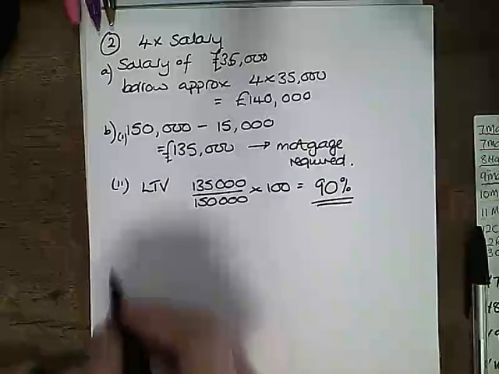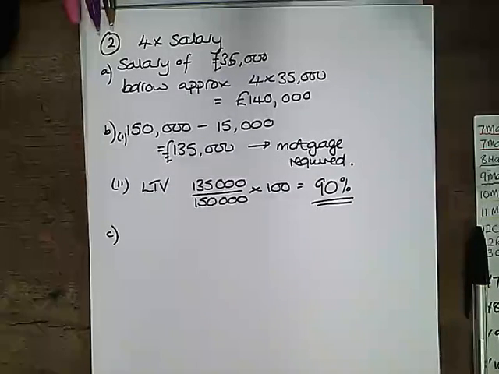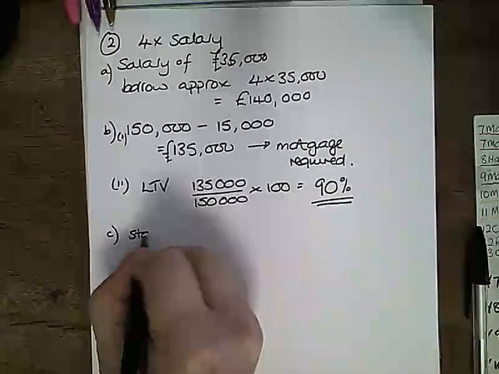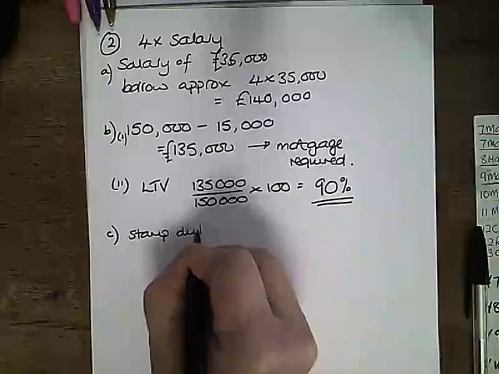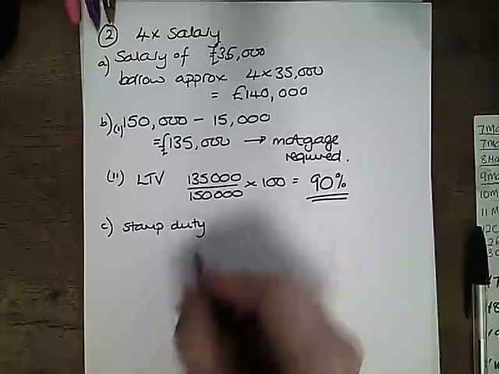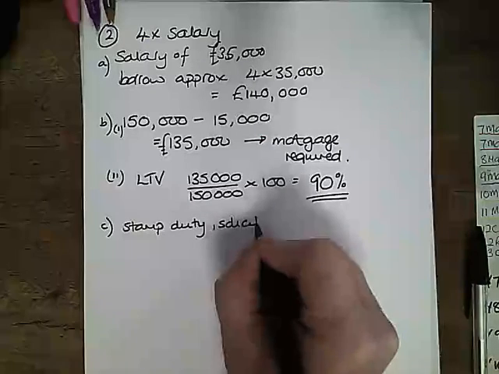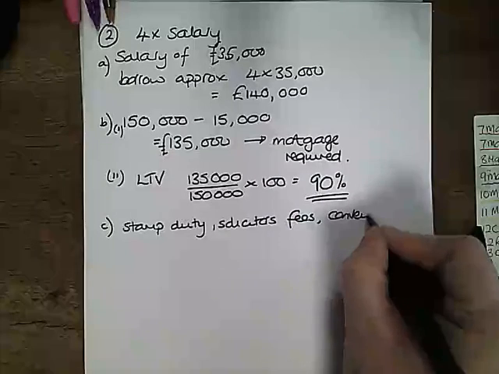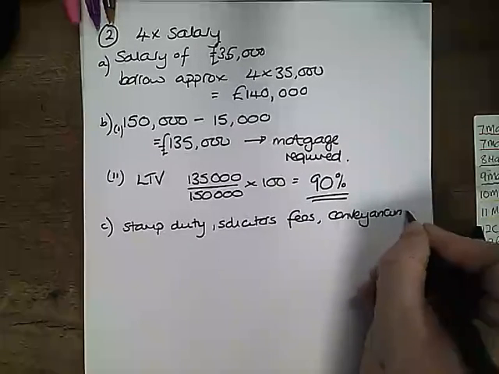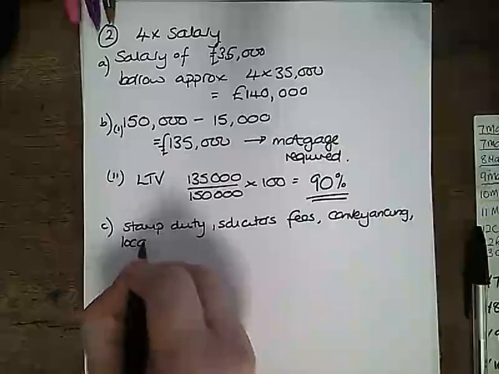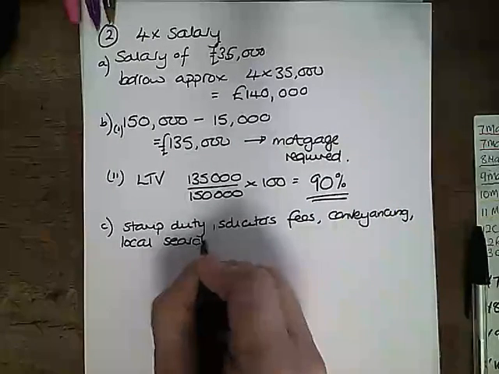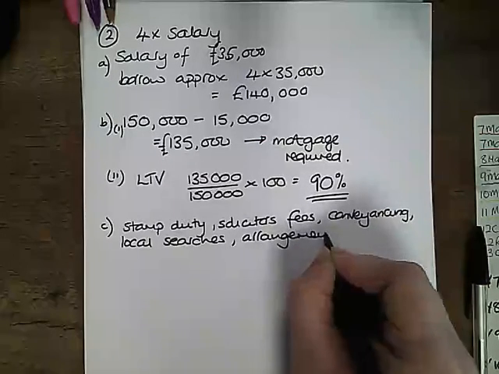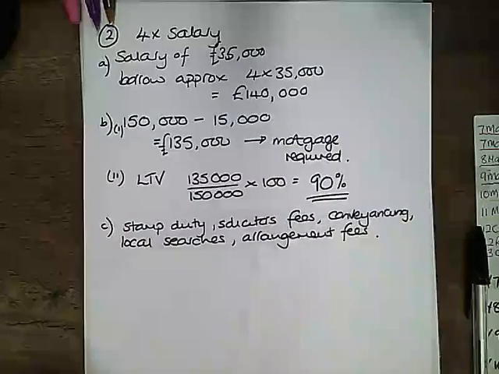And part C, the question asks you what other costs will Sam need to cover. Things like stamp duty if it's above the threshold at the time, and that changes with different governments, solicitors' fees, conveyancing, local searches, arrangement fees. That sort of thing.